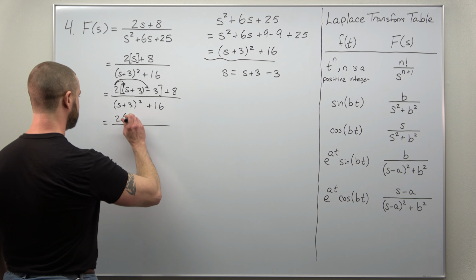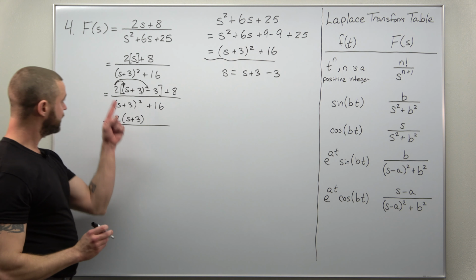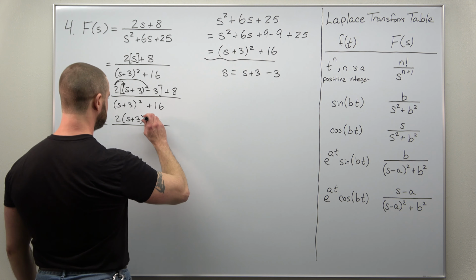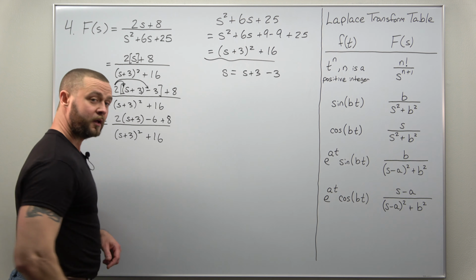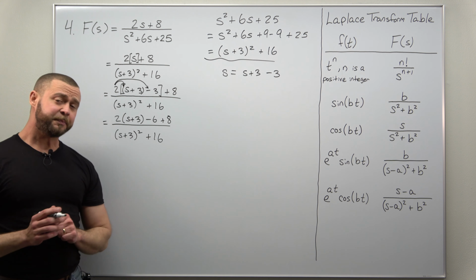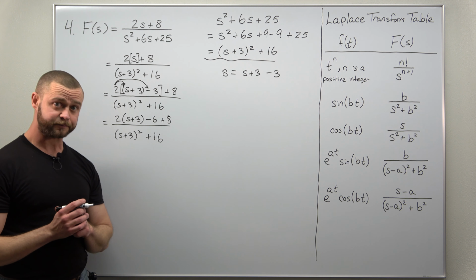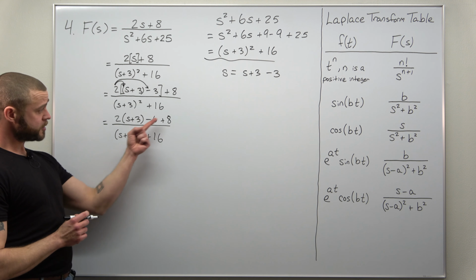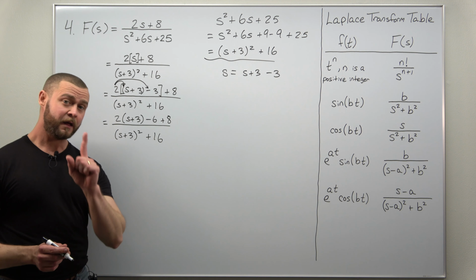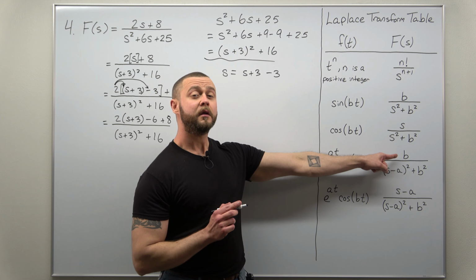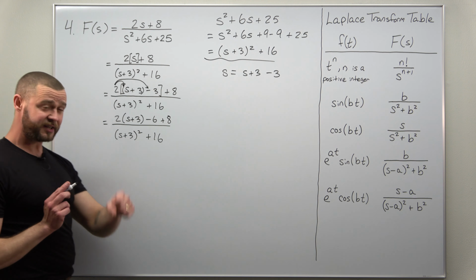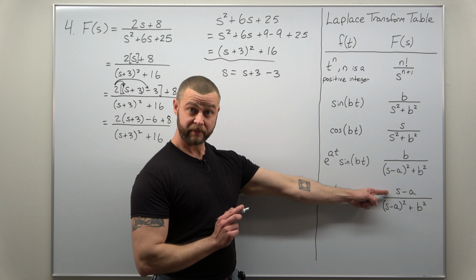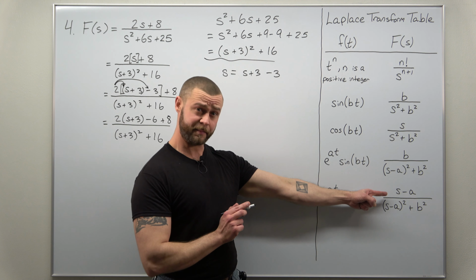So I'll write this as 2 times the quantity s plus 3, and then minus 6 plus 8. We're going to keep the denominator the same. And now we can basically split this into 2 separate fractions. From here, you can combine the 8 and negative 6 to get 2, and that will give you a constant in the numerator. The other part we have here, the s plus 3 in parentheses, we're going to use that to match this numerator in the last Laplace transform pair.